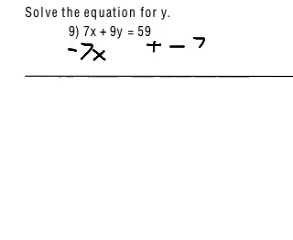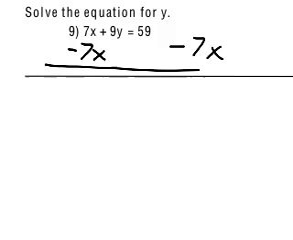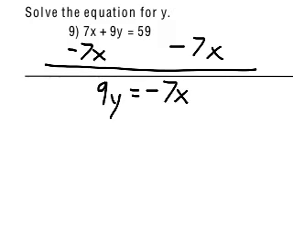Negative 7x. I don't know why I put that plus in there. Let me get rid of it. Okay. Negative 7x to both sides. Okay, so 9y equals, and I like to get in the habit of putting my variable term first on the right side, plus 59.